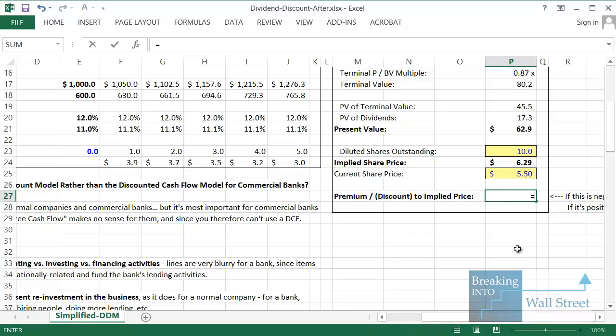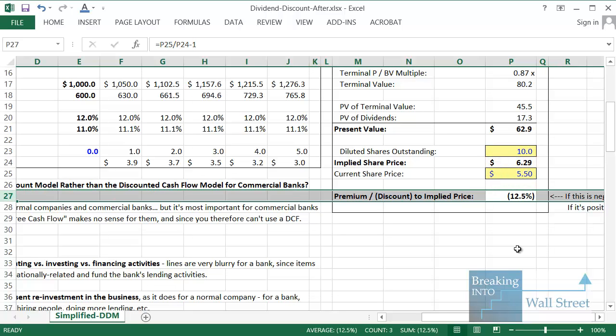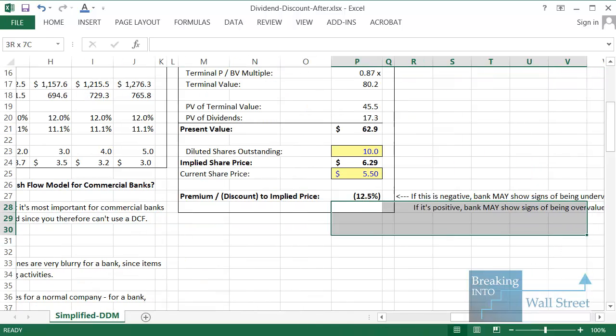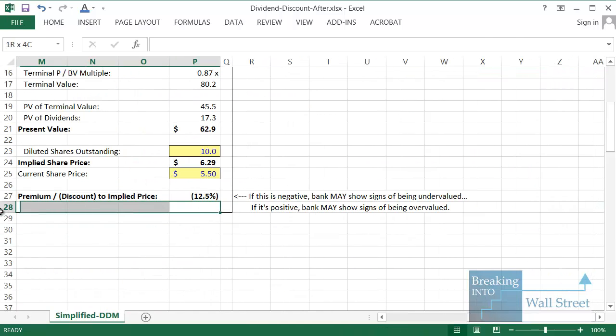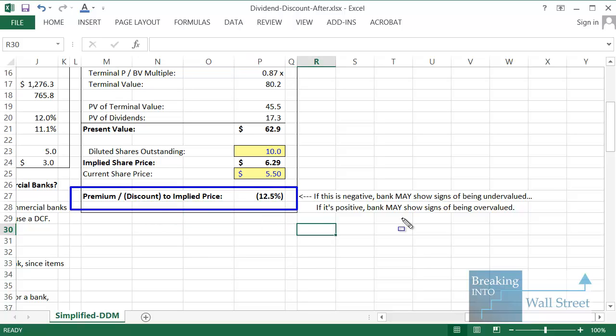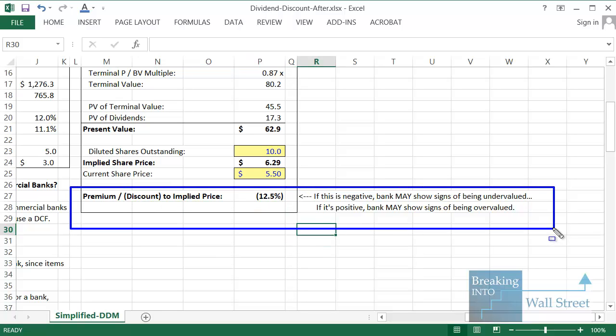Well, let's take the current share price divided by the implied share price. We can see that right now the company's current share price is at about a 12.5% discount to the implied share price, which is a sign that this bank may be undervalued. And one thing I would really want to stress here is that this is not a 100% indication that it is undervalued. It's just a sign that it may be. You have to do further research.